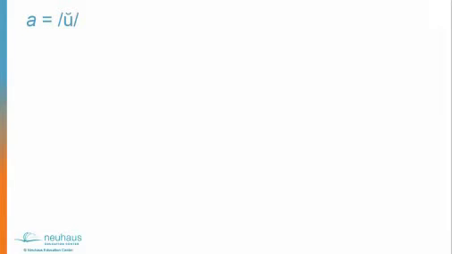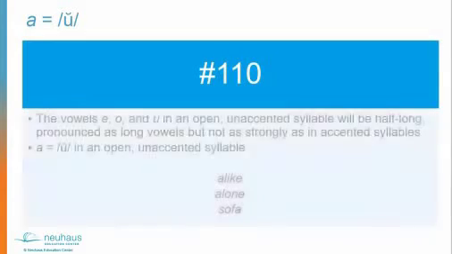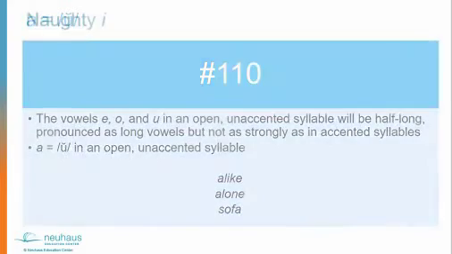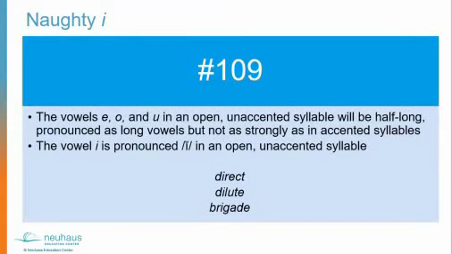The letter A sometimes makes another unexpected sound. The vowels E, O, and U in open, unaccented syllables are half long. That is, they are pronounced as long vowels, but not as strongly as in accented syllables. However, the vowel A in an open, unaccented syllable is pronounced as in alike, alone, and sofa. Additionally, the vowel I is pronounced I in open, unaccented syllables such as direct, dilute, and brigade.